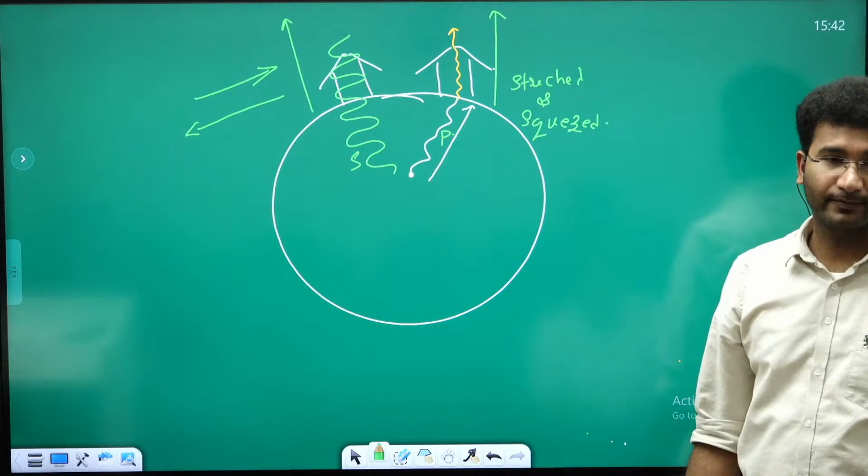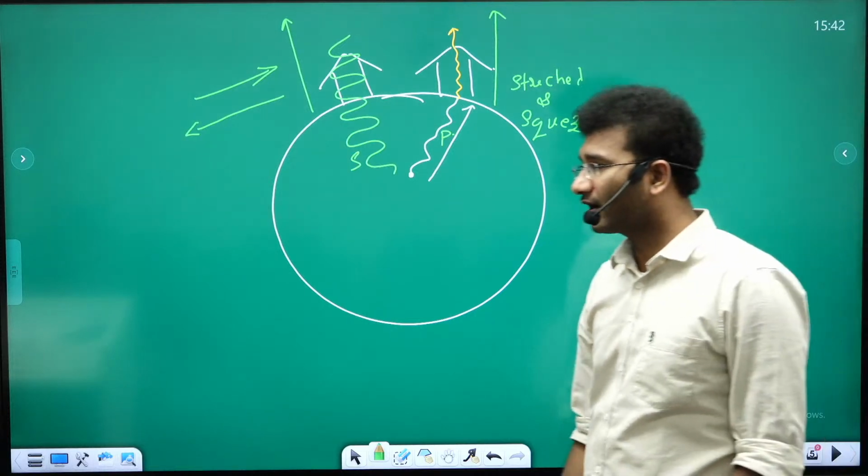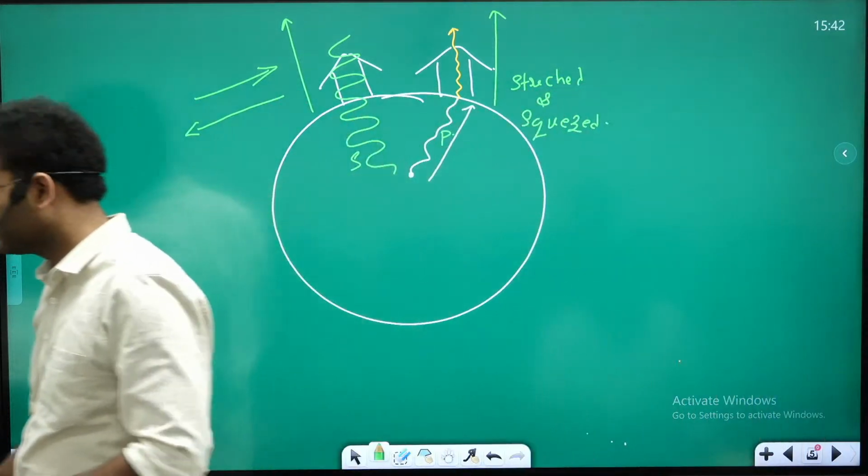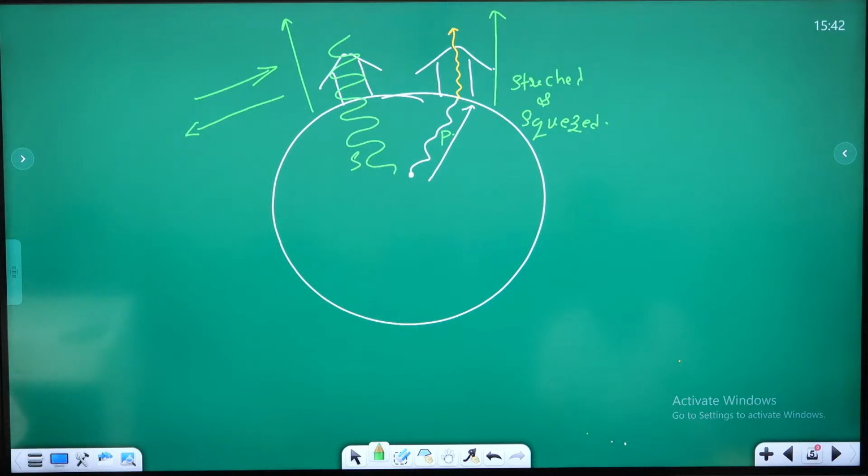Do you agree? Is there anyone online who did not understand this concept? Anyone who did not understand this concept? If you do have any doubts, you can message me. I'll be waiting for 10 to 15 seconds. Yes?